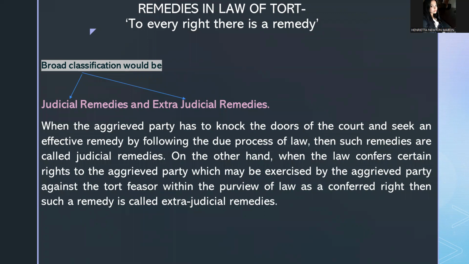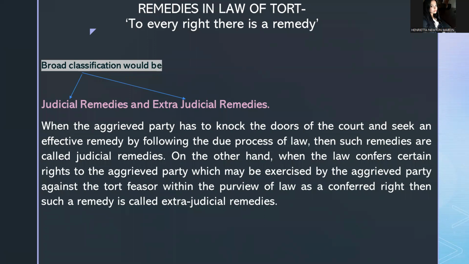or something with the person that belongs to another until the other person discharges his duty or discharges his responsibility towards the person. So the law somehow gives that right to a person, and it comes within the purview of law. When it is a conferred right, then such a remedy is called extrajudicial remedies. That's what the slide says.